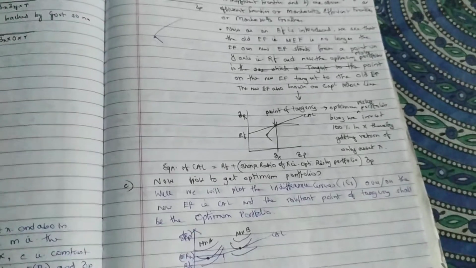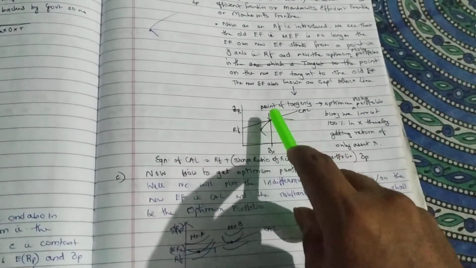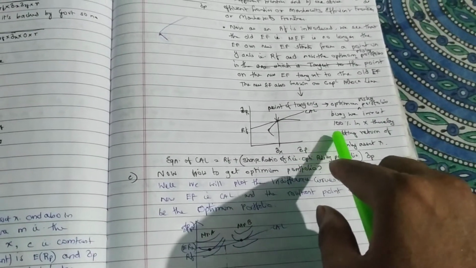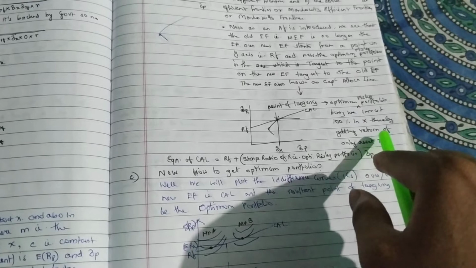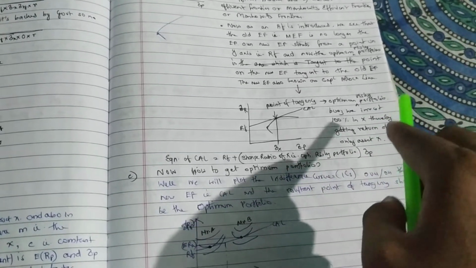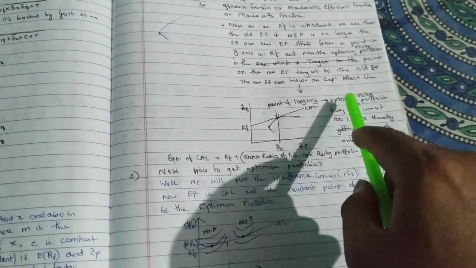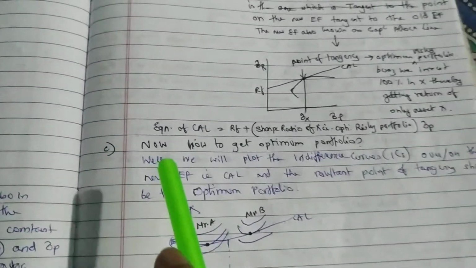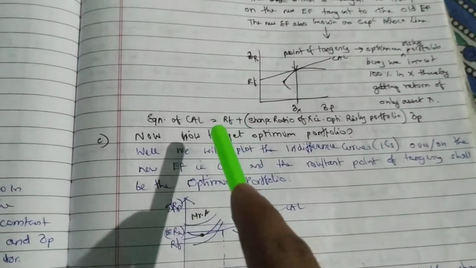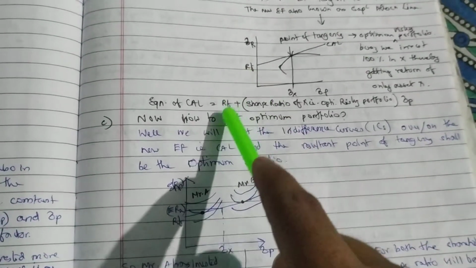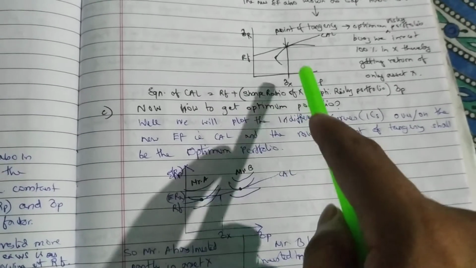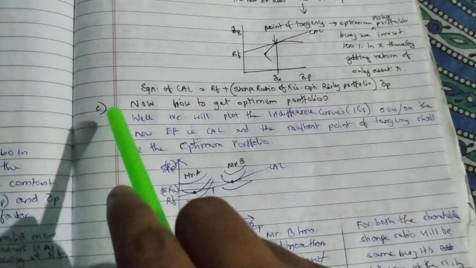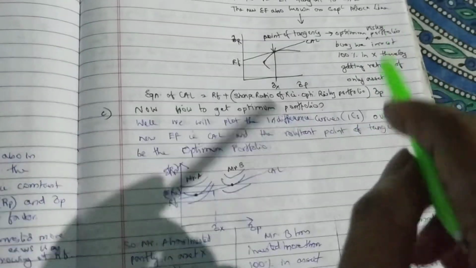Now why do I call this the optimum risky portfolio? Because we have invested 100% of the money in X and thereby get the return of only asset X, and any risk borne shall be entirely the risk of the risky asset. So we call it the optimum risky portfolio. Then the question arises: what shall be the equation of the capital allocation line? Obviously it shall be the risk-free rate plus the Sharpe ratio of the risky asset multiplied by sigma p. So that is how the capital allocation line concept is covered.